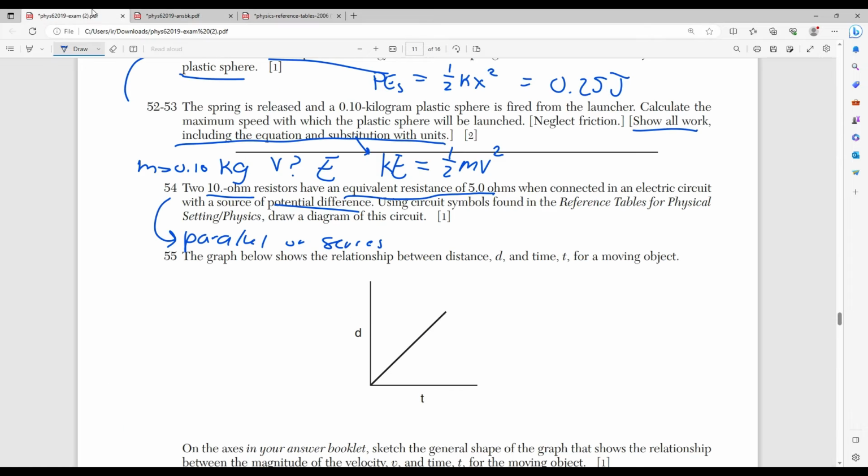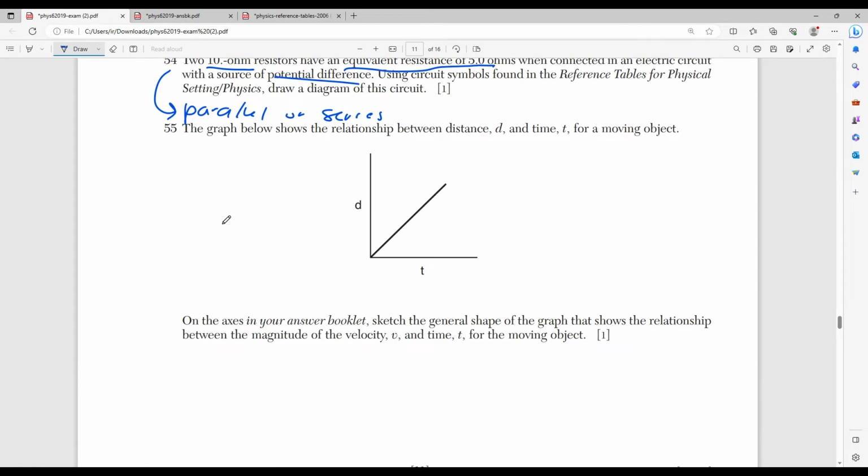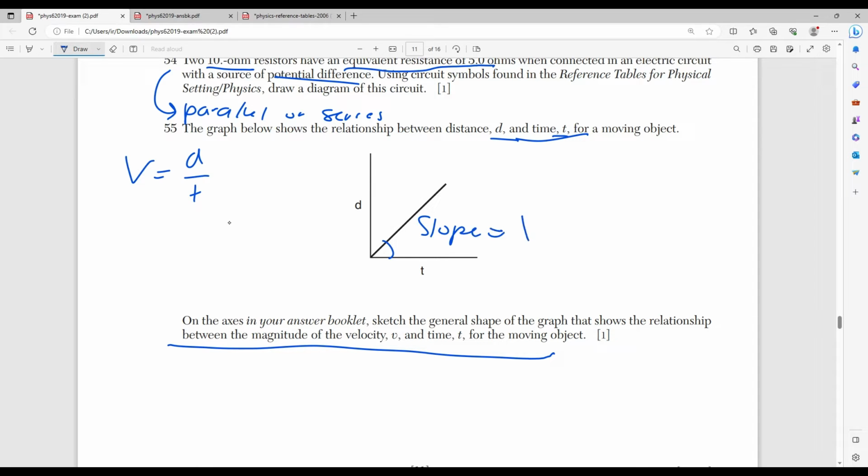So number 55 says that the graph below shows the relationship between distance d and time t for a moving object. On the axis in your answer booklet, sketch the general shape for a graph that shows the relationship between the magnitude of velocity and time for the moving object. So I know that v is equal to d over t, and that this graph shows the relationship between distance and time for a moving object, which means the slope of this is equal to v. This is d, which is our y, over t, which is our x, y over x, d over t. The slope of this is going to be my velocity.